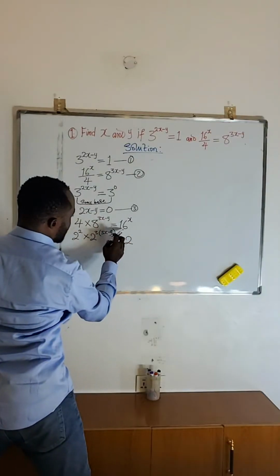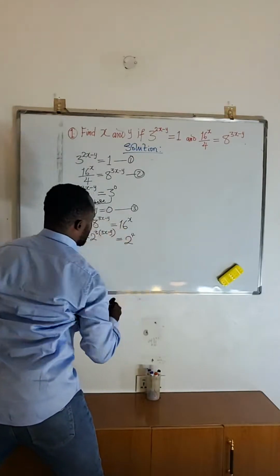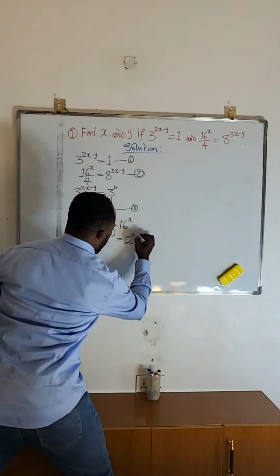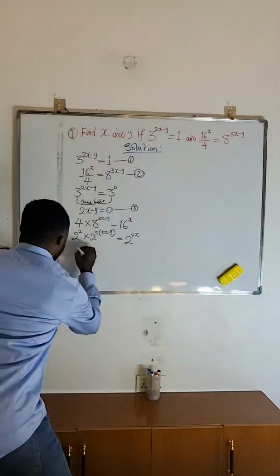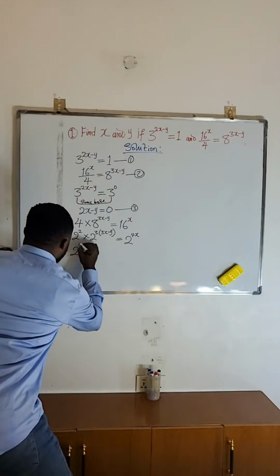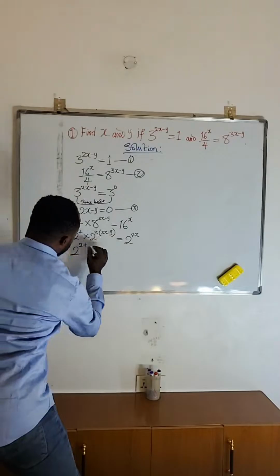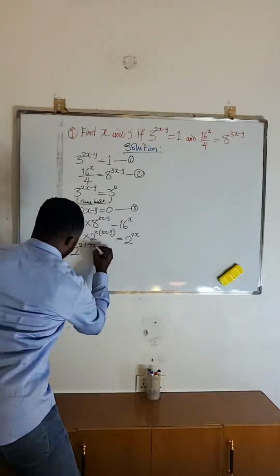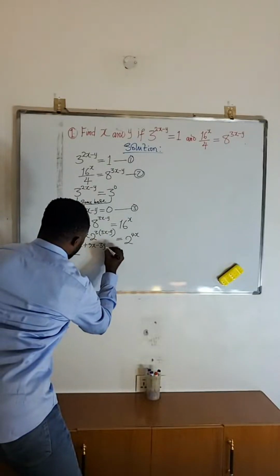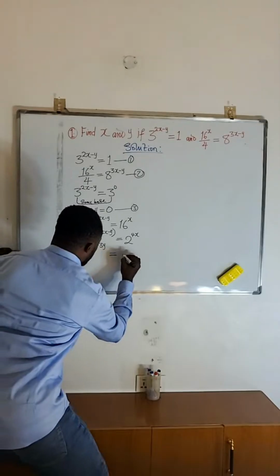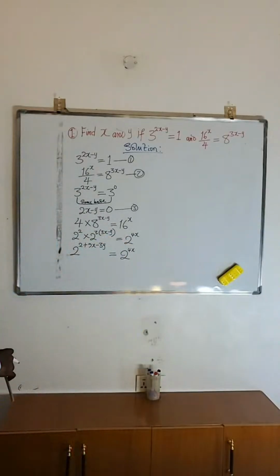We are going to reduce 16 on the basis of 2. So 16 is the same thing as 2 raised to the power of 4, so 4x. Can you see that? If that is true, we're going to have 2 raised to the power of 2 plus 3 times 3x, which is 9x, 3 times minus y is minus 3y, to be equal to 2 raised to the power of 4x.